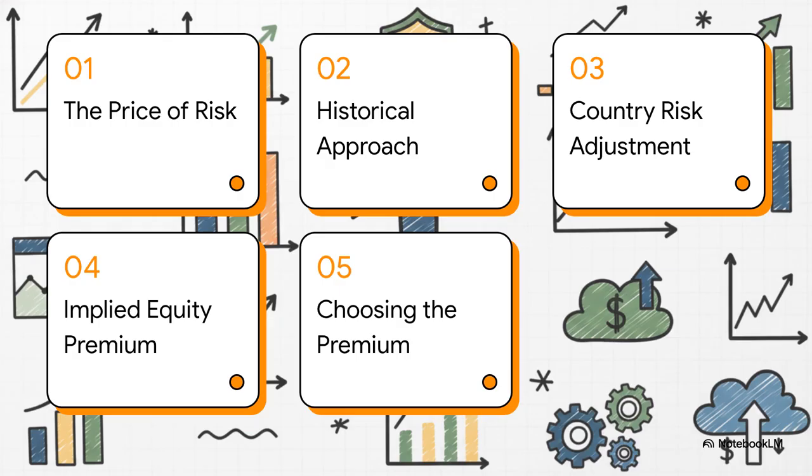So, our agenda today: 1. The price of risk. 2. The historical approach. 3. Adjusting for country risk. 4. The implied equity premium. And finally, 5. Choosing the right premium.